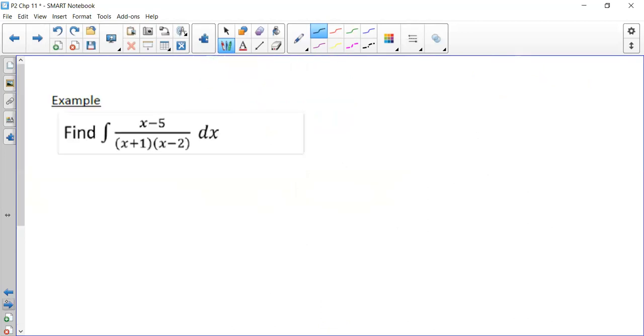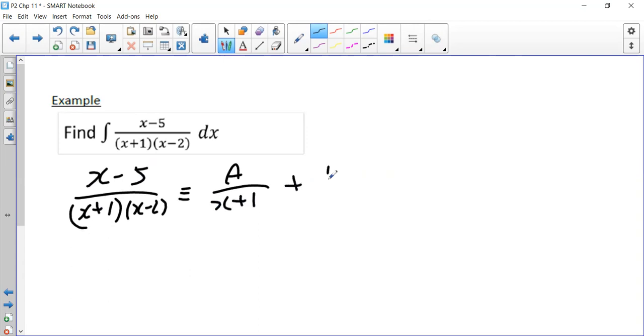Next example in here. Find the integral of x minus 5 over the product in the denominator. So what I would ask you to do first is the partial fractions. We can see a product in the denominator, so a over x plus 1 plus b over x minus 2. Pause the video, have a go at the partial fractions. When you're ready for the answer, rewrite the integral with the new partial fractions, and you can press play.